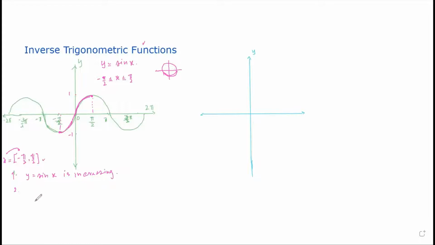And the second one: on the x interval from here to here, y equal to sine x will take on its full range of values, between 1 and -1. That means the height is 1 and -1. And the third one: if the domain is in this interval, the restriction here, y equal to sine x is a one-to-one function.